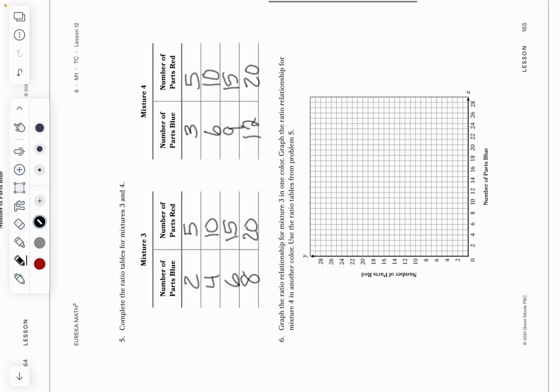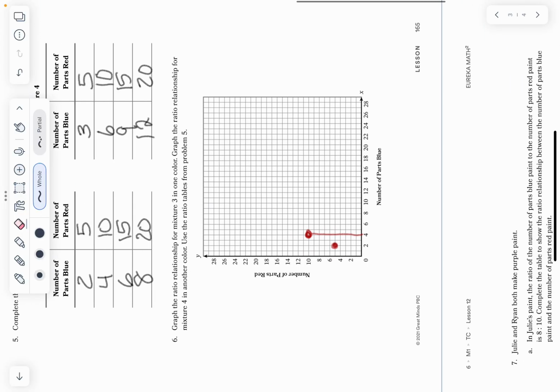All right, so it's the same thing. It wants me to graph mixture 3 in one color and graph mixture 4 in a different color. So I'm going to do it again. I'm going to do mixture 3 in red. So we have 2, 5. So I find 2, and then I go up to a 5, and I put a dot. And you can erase that line. It just kind of helps me stay in line. So then I have 4, and it goes to 10. And then again, I'm going to erase that line.